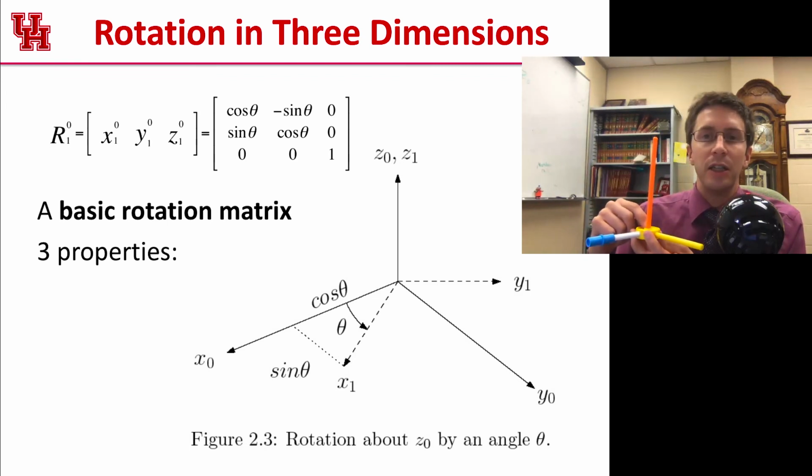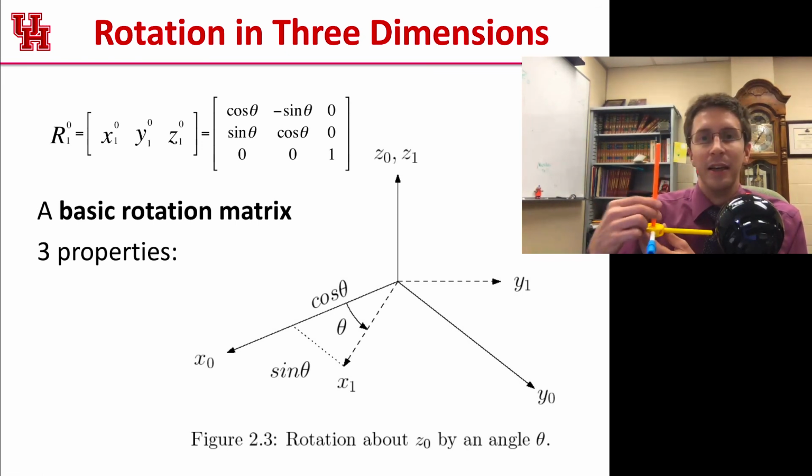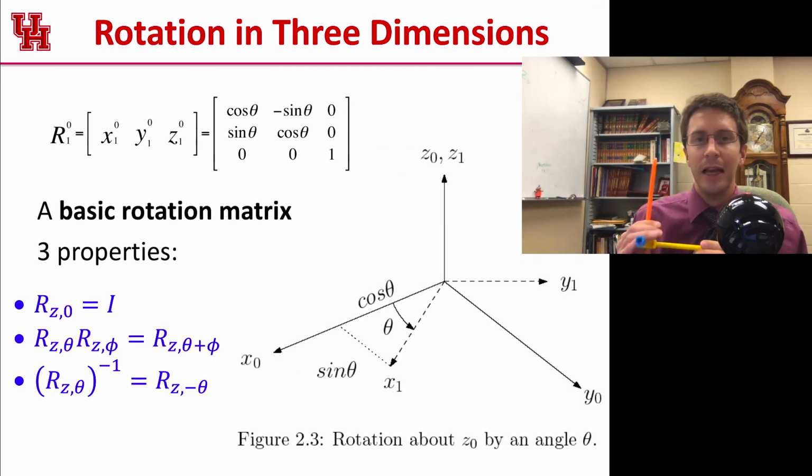And since it doesn't change at all, you can see over here in this matrix that it's just 0, 0, 1. It's constant. Whereas my x and my y are the same rotation that we saw in 2D. We're just taking our sine or cosine as we rotate that out. So that's our first basic rotation matrix. And this rotation matrix has 3 properties that are beautiful about it.